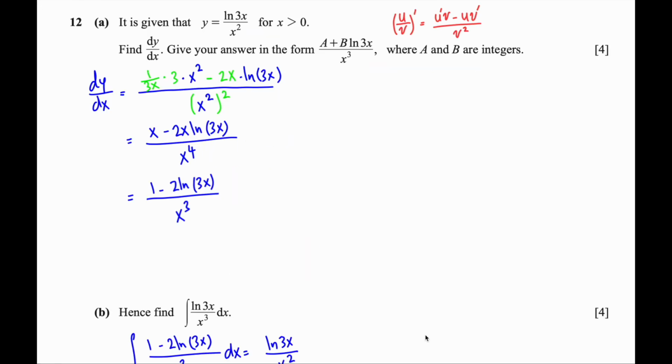Question number 12. I'm given the equation of a curve, and I'm supposed to find its first derivative, and I'm also told to leave my answer in this specific format where a and b are integers. At first glance you realize that the equation of a curve is a fraction, and the first thing that goes through your mind is to apply the quotient rule, and that's the right thing to do. There is another alternative. You can bring this x to the power of 2 to the numerator, but you have to make sure to change the sign of the index to negative, and therefore you can continue with the product rule.